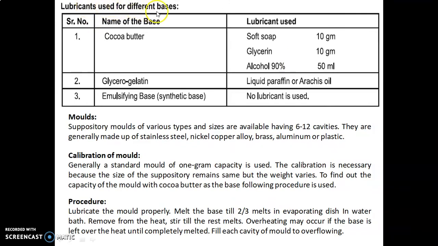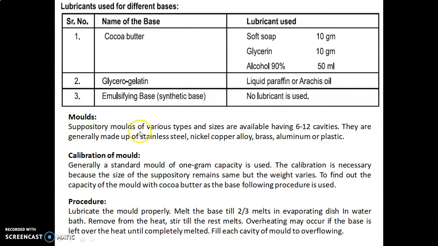Lubricants used for different bases: the name of the base and the lubricant used. For cocoa butter, soft soap 10 gram, glycerin 10 gram, and alcohol 90%, 50 ml is used. For glycerogelatin base, the lubricant used is liquid paraffin or arachis oil. For the third, the emulsifying base, which is a synthetic base, no lubricant is used.